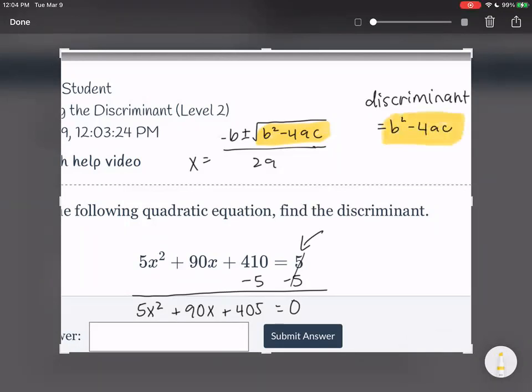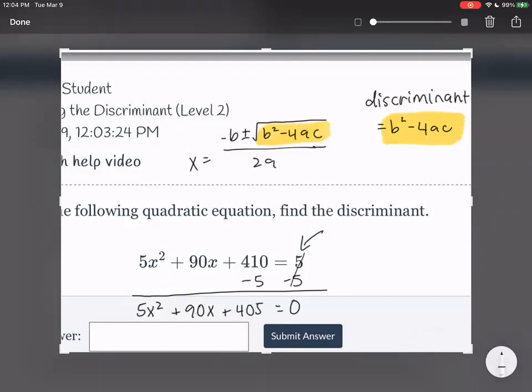Remember how when you use the quadratic formula, if the discriminant was 0, we actually only had one answer? I know that happened in one of our examples. So if your discriminant is 0, you have one answer. If your discriminant is a positive number, you'll have two answers. And if your discriminant is negative, you'll have imaginary numbers. But we'll get into that more later. For now, let's focus on solving for a discriminant, like literally just calculating it.